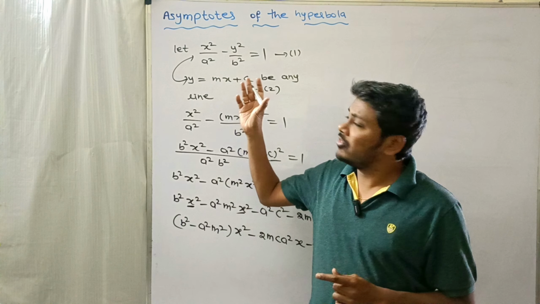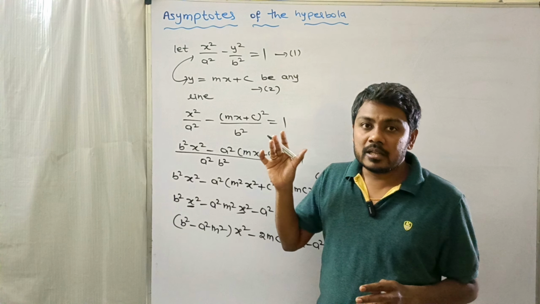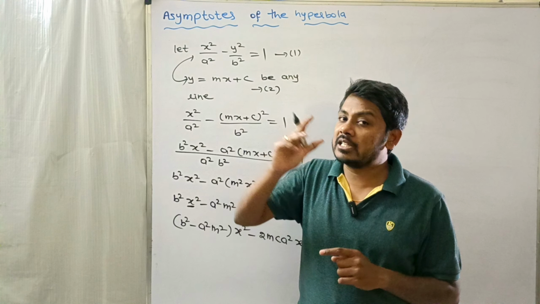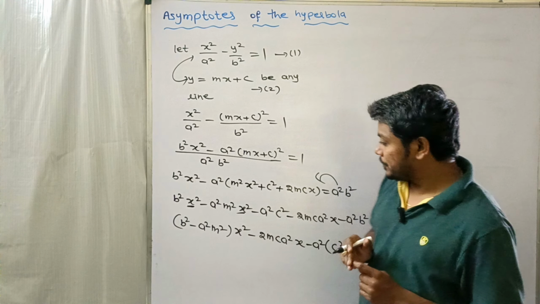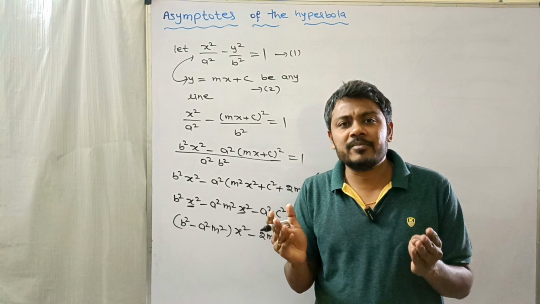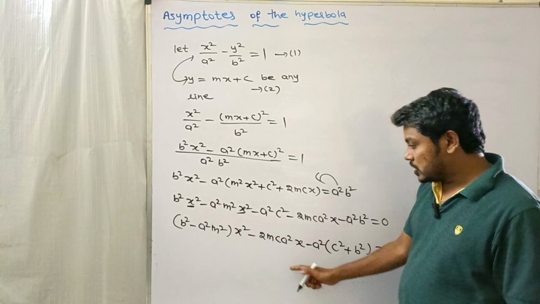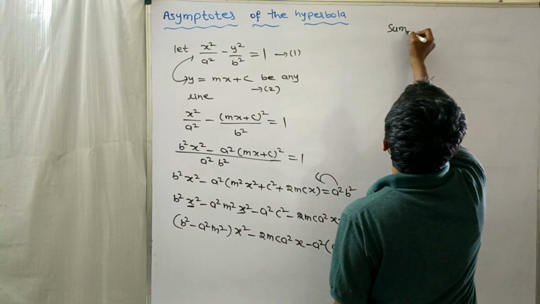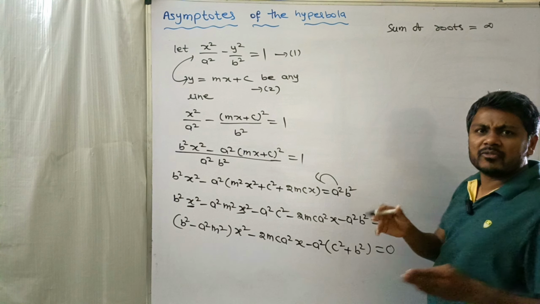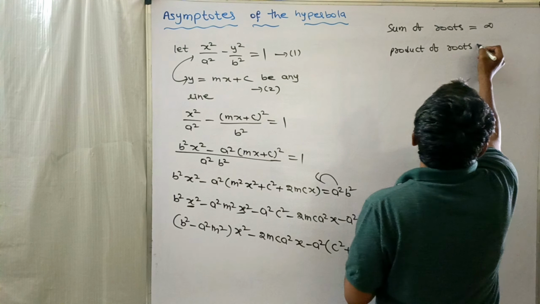But according to the definition of asymptote, an asymptote is a line and this asymptote never touches the curve even as they tend to infinity. So in that case there are no roots. They do not intersect. Not intersecting means there are no roots, so roots are infinite. Now clearly the sum of the roots is infinite because the roots are infinite. Next, the product of the roots is also infinite.